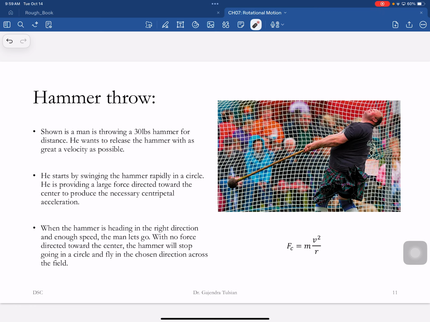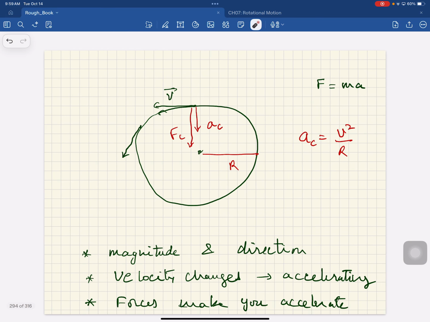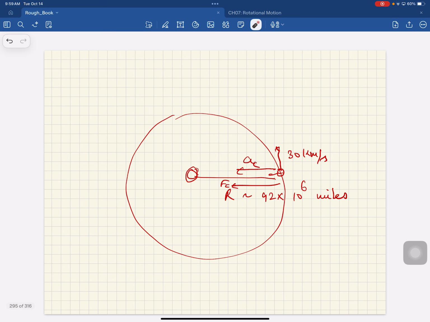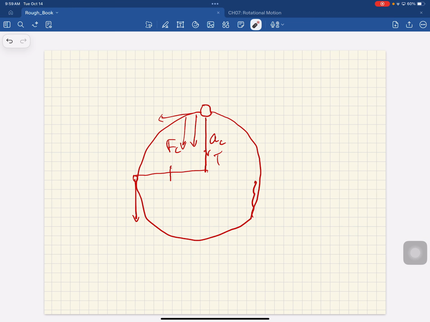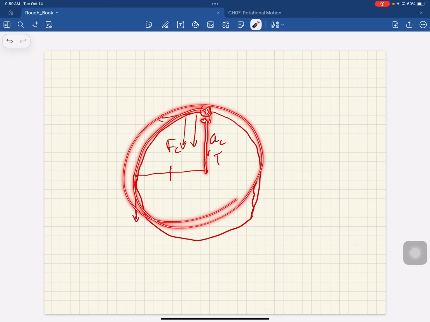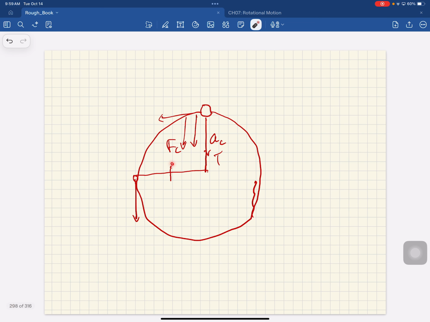So here's a competition that you've seen, a hammer throw. Let me remind you of our previous example here. Let's say you attach a ball to a string and you're whirling this ball around. What happens when the string cuts at this point? What will happen? If the string were to snap at this point, what would happen?